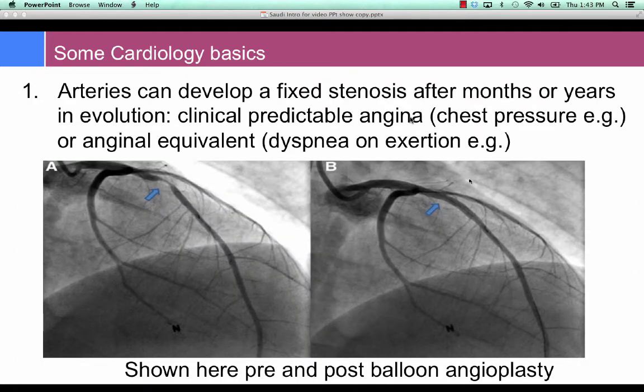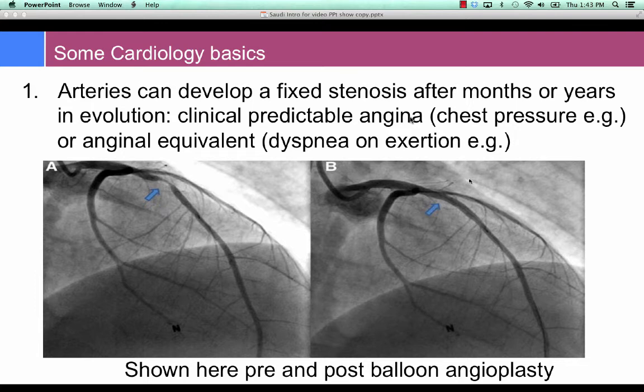Arteries can develop a fixed stenosis. It can be rigid, particularly if it's been there for a while and has some accompanying calcium in the wall of that fixed stenosis. This often results in the predictable clinical event of classic angina pectoris, effort-related or stress-related chest discomfort, which is relieved by nitroglycerin. And there may be not just angina, it could be throat pain, it could be shortness of breath on exertion.